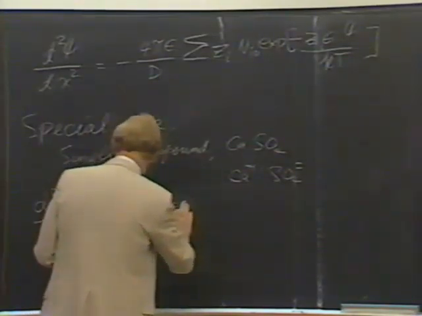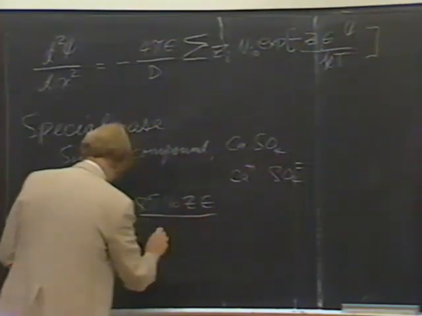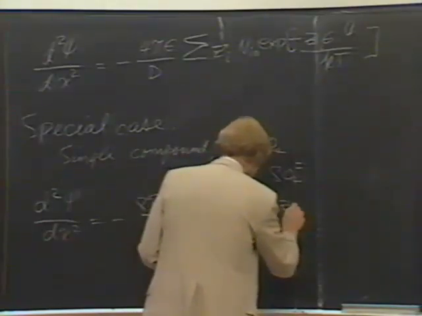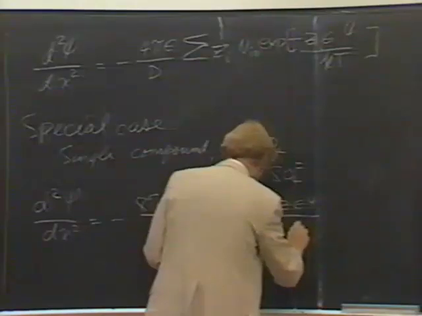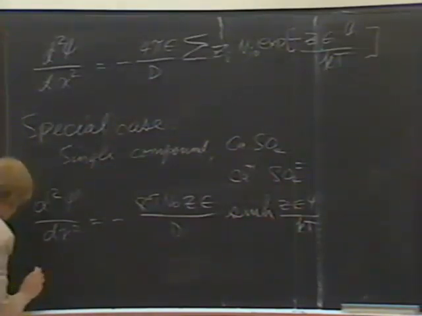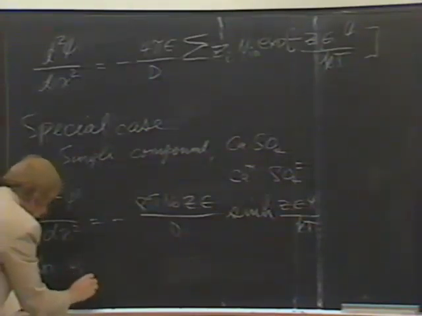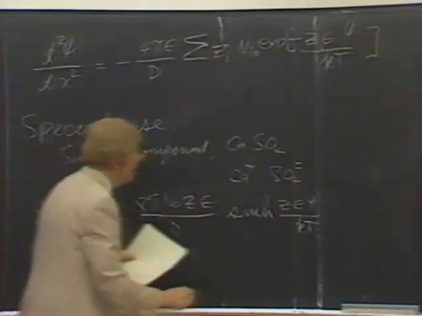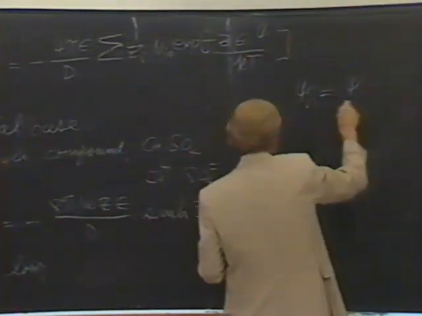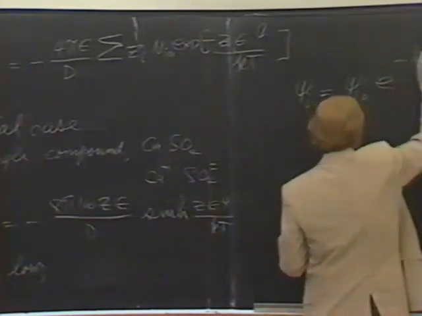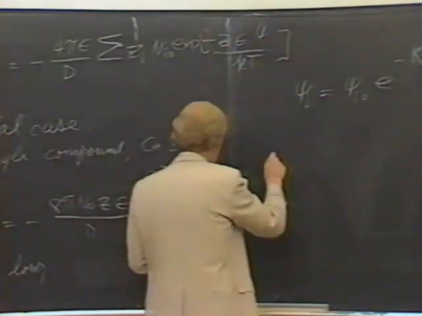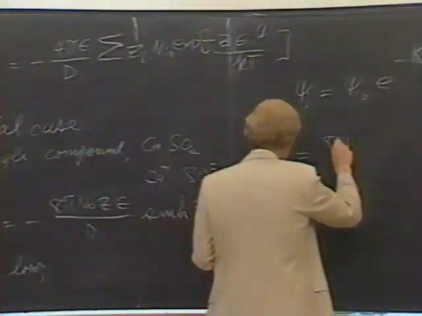And for phi low, to further simplify it, we can write the solution is phi equals phi I0 e to the minus Kx, where K is equal to 8 pi n i0 z epsilon squared z squared over kTD. K squared is equal to this.